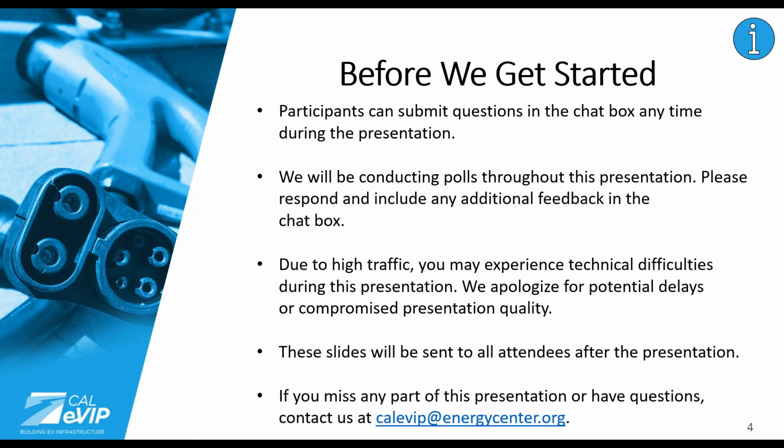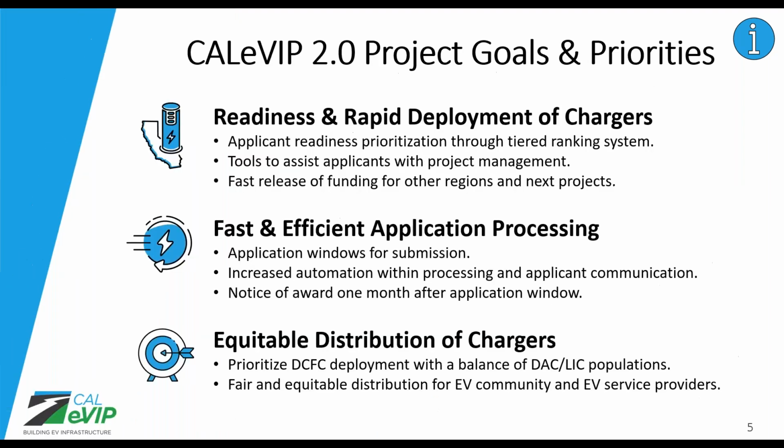We will also be conducting polls throughout the presentation, so please respond and include any additional feedback within the chat box that you may have in response to those questions. And then finally, just due to high traffic, we have over 400 people trying to attend this webinar. So if you experience technical difficulties during the presentation, we do apologize for any delays or compromised presentation quality. We will be recording these presentations as well as posting them on our website. So for any technical difficulties you may experience, we do encourage you to reference that on our website after. And then additionally, if you have any questions specifically on a presentation, we do encourage anyone to contact us at our email address at calivip@energycenter.org. Next slide.